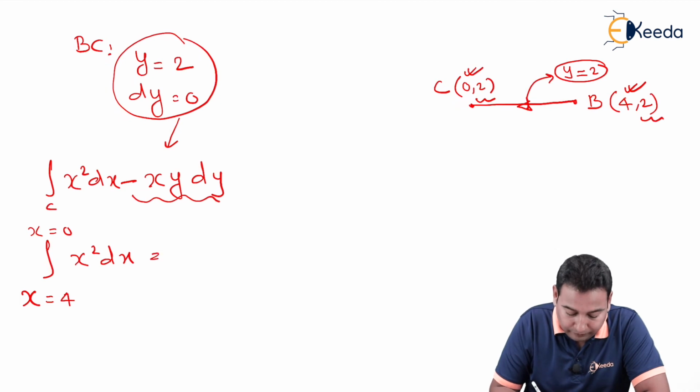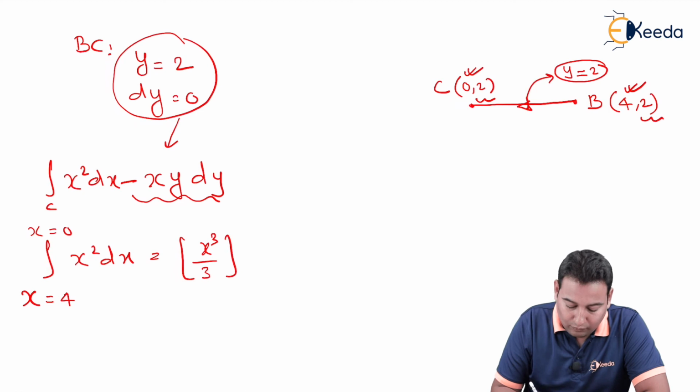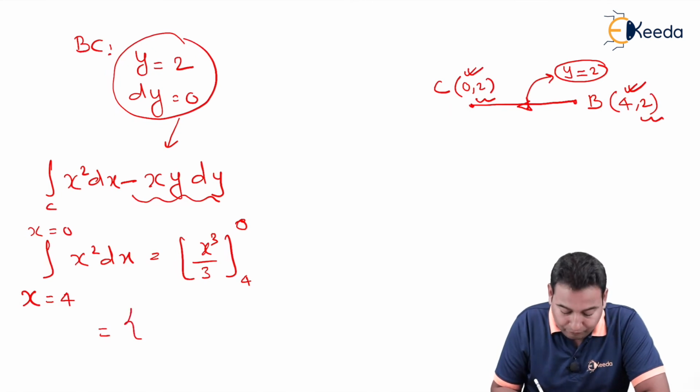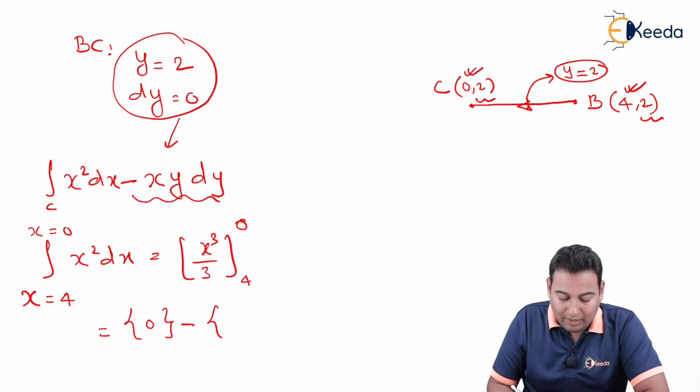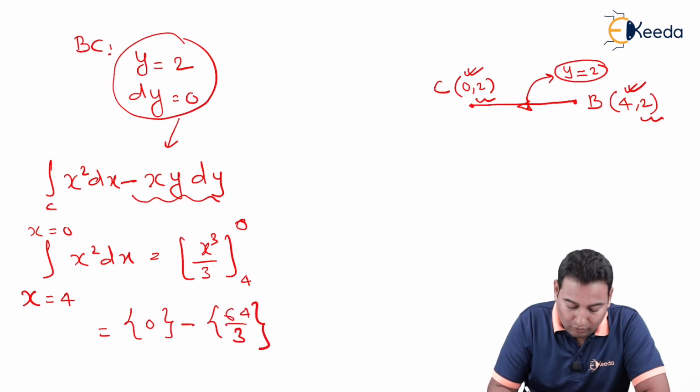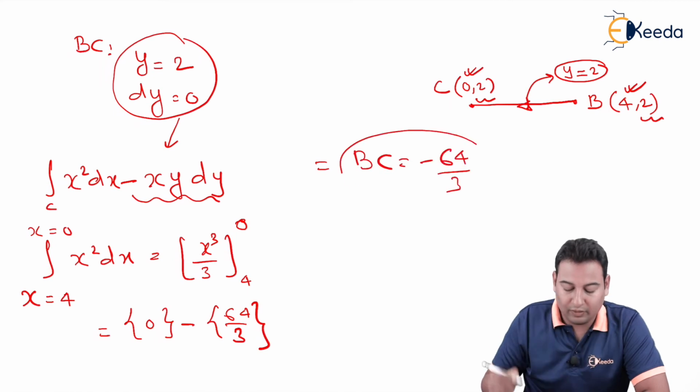What is the integration? X cube by 3 from 4 to 0. Let's substitute the limits. If you substitute 0, the answer is 0 obviously. Minus lower limit 4 cube by 3, that is 64 by 3. Therefore, BC answer is minus 64 by 3.